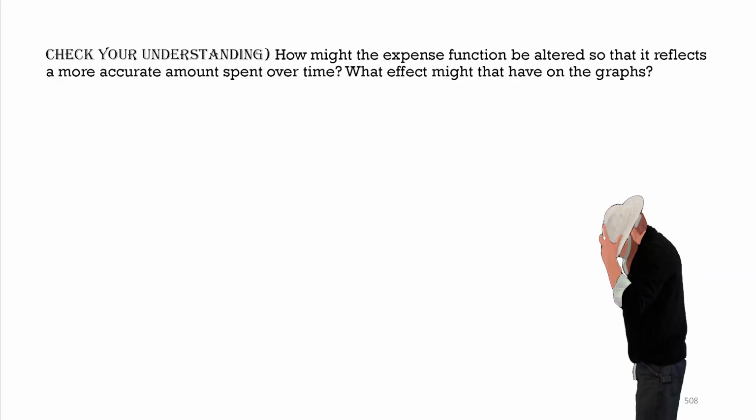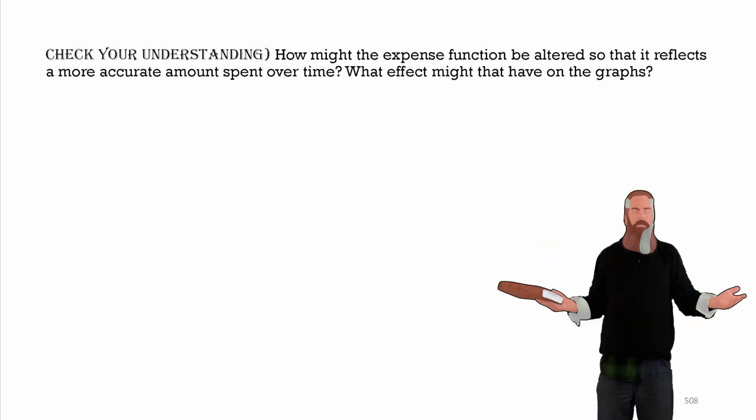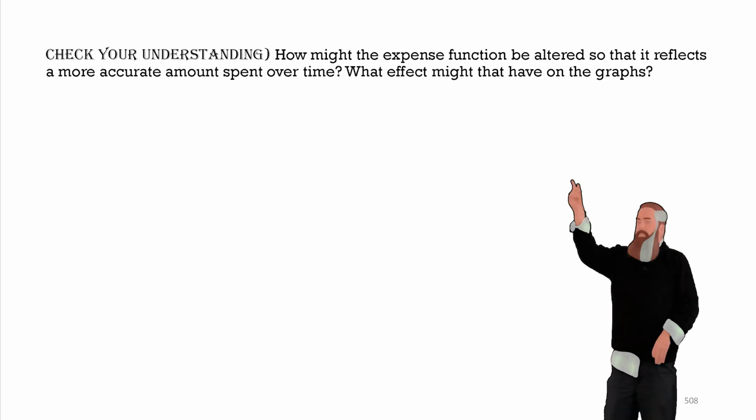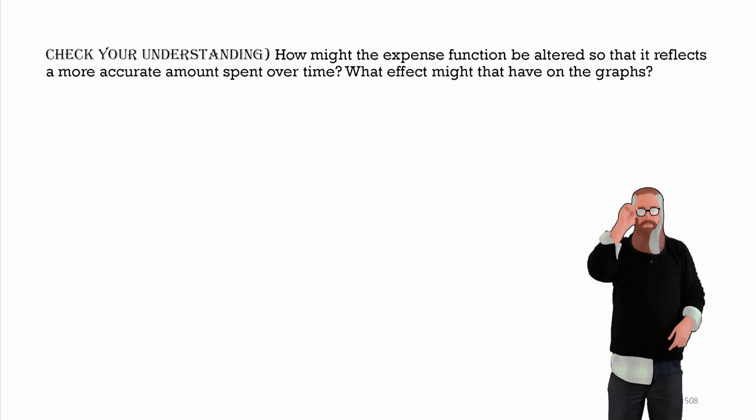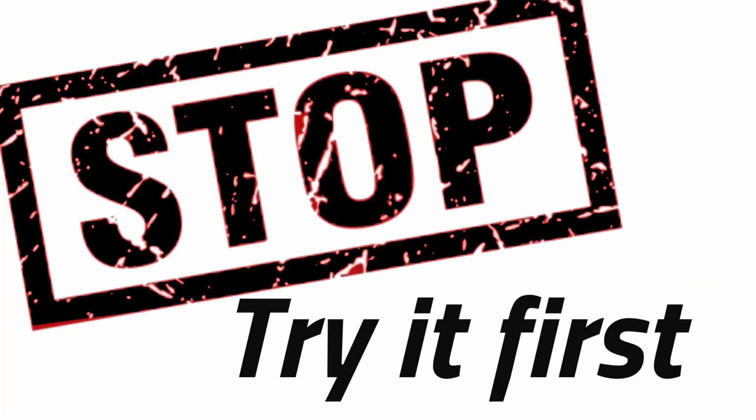Let's check our understanding of this. How might the expense function be altered so that it reflects a more accurate amount spent over time? And what effect might this have on the graph?